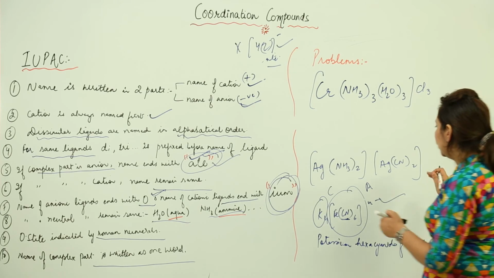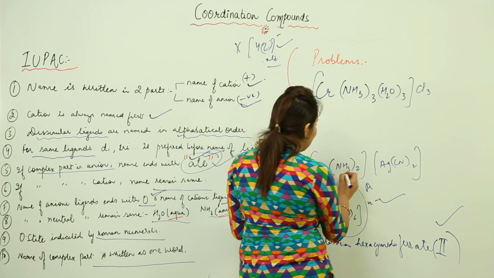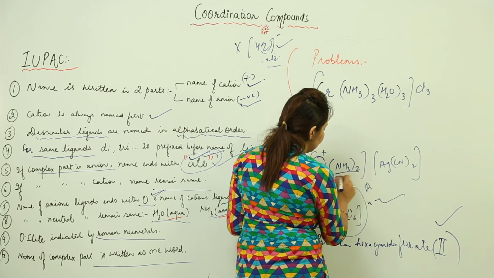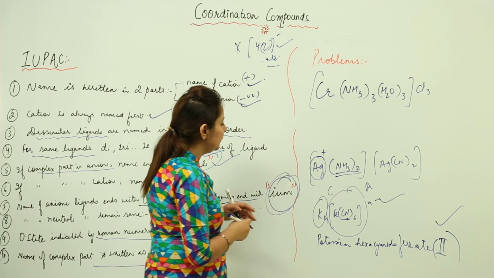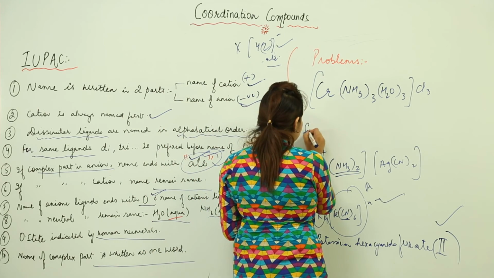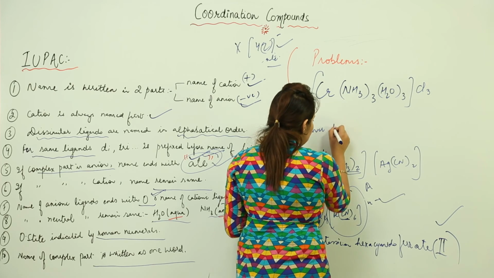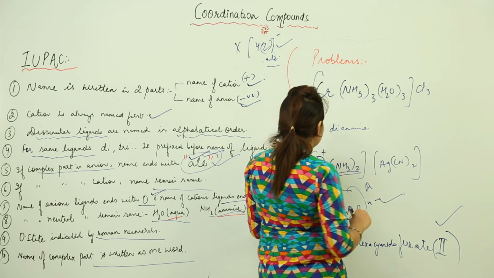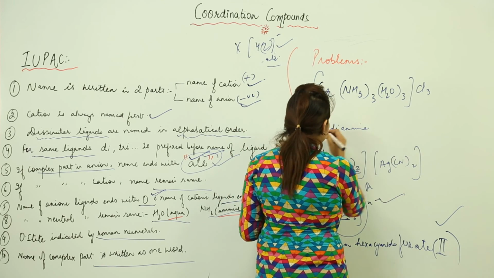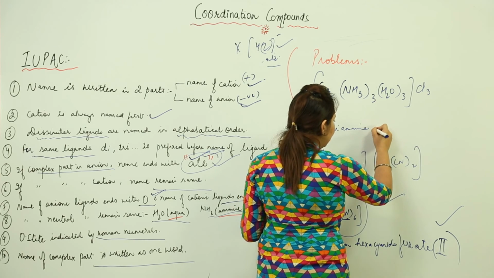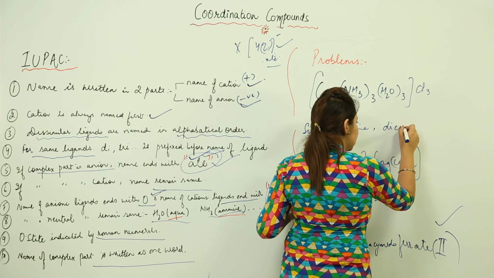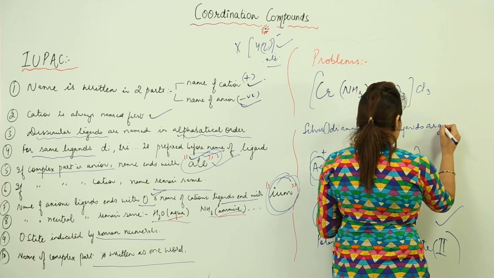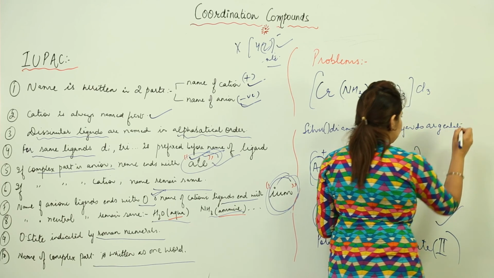Likewise, we will be taking this one also in a similar way. Here it is going to be a positive part and it is going to be a neutral part, right? So how will we be doing it? We will be writing silver, diammine, because it is a neutral molecule, right, and then followed by the oxidation state here itself, followed by dicyanido, like this.